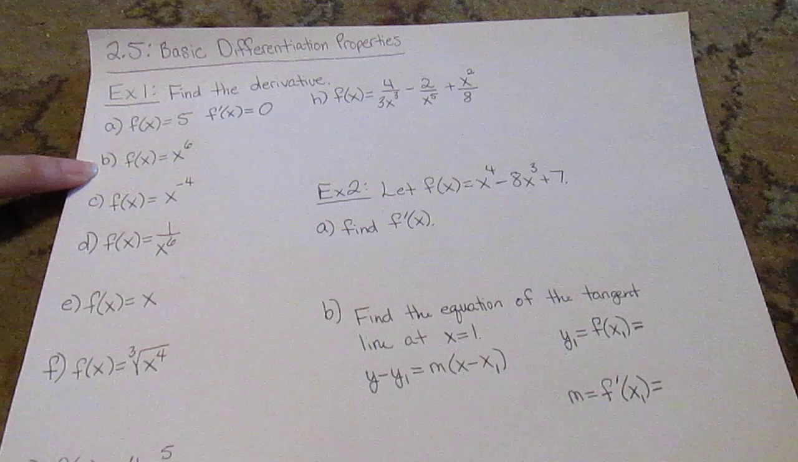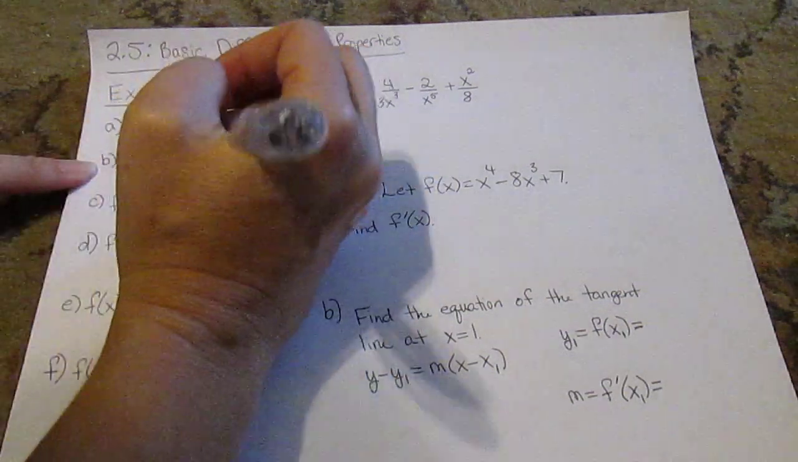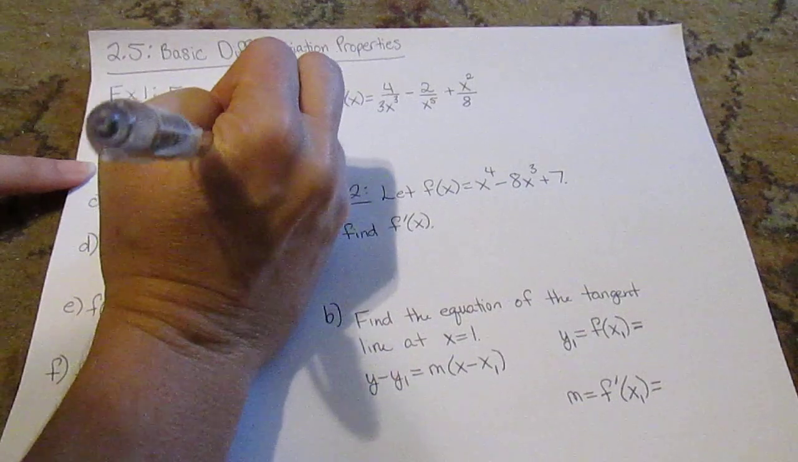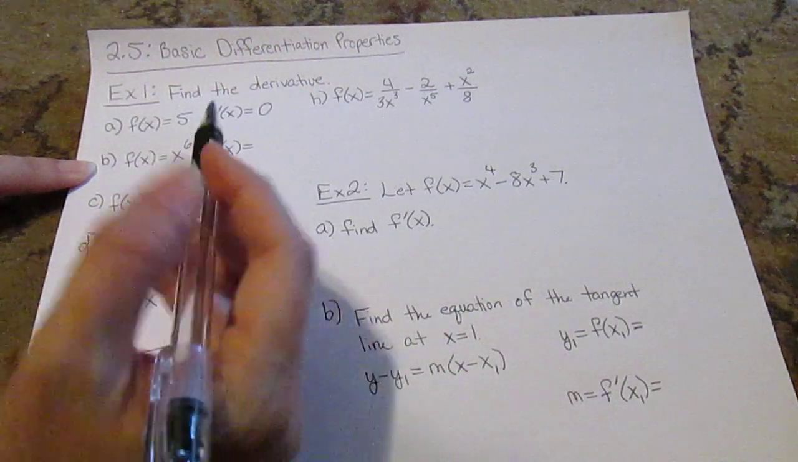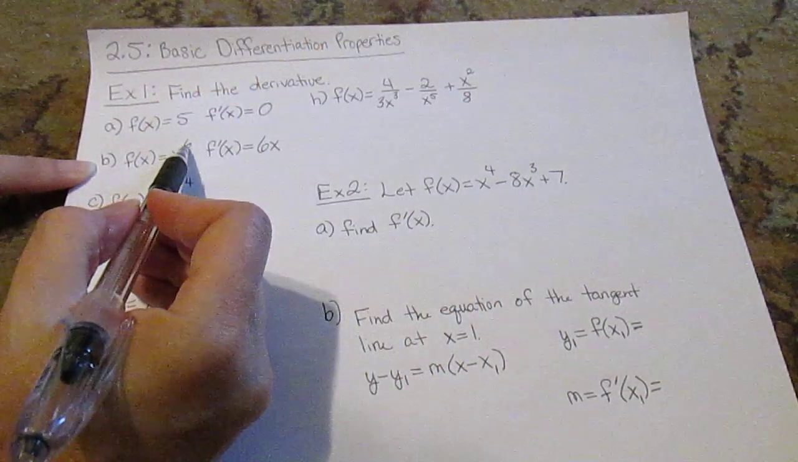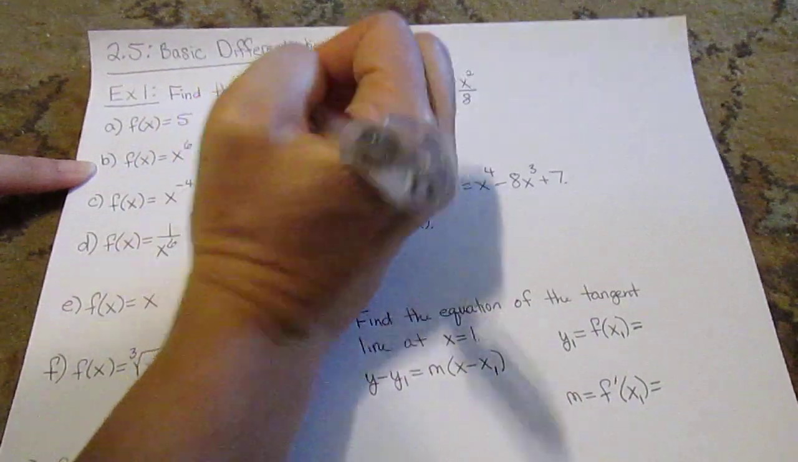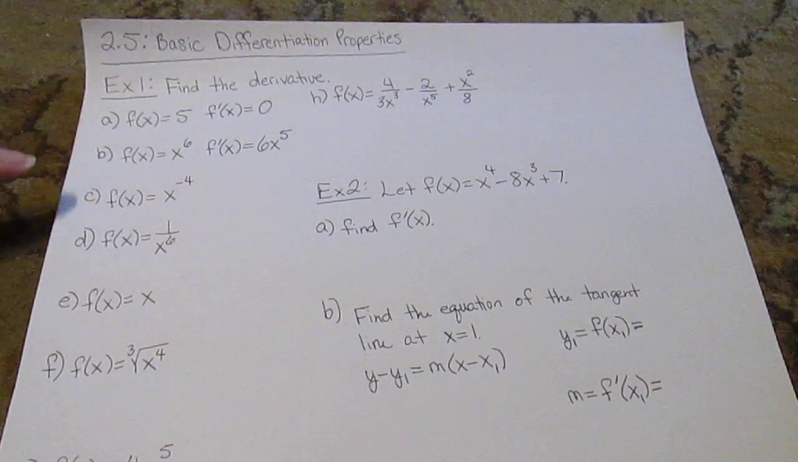In part B, we've got f of x equals x to the 6th. Okay, well, this is the power rule. So we're going to say the derivative equals, and what you do is you bring the power down in front. So you've got 6x, and then you subtract 1 from the power, so 5. And the power rule is basically going to get us through all of these examples.